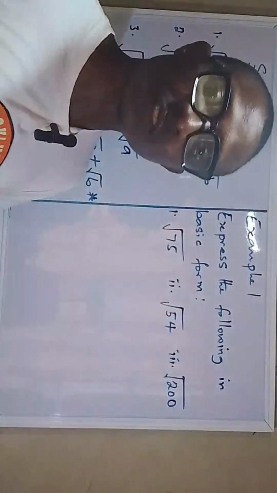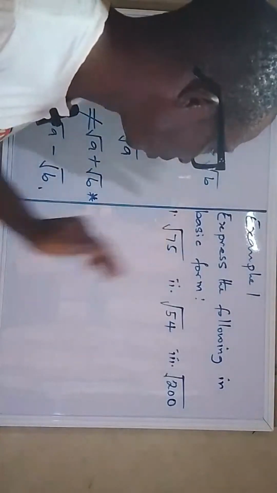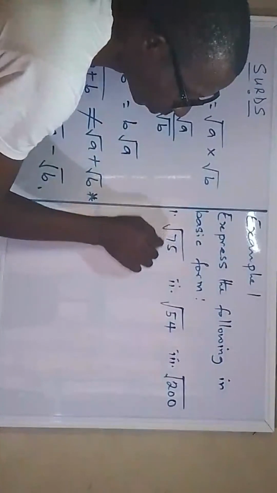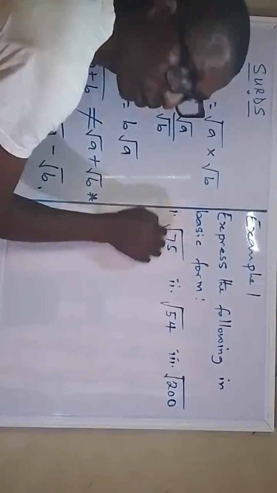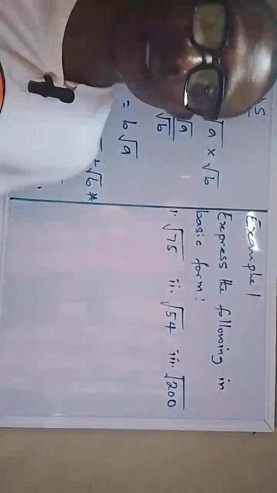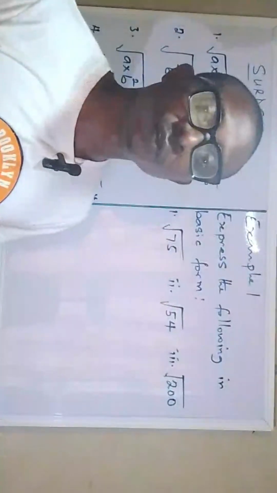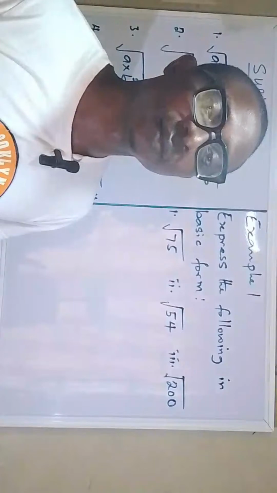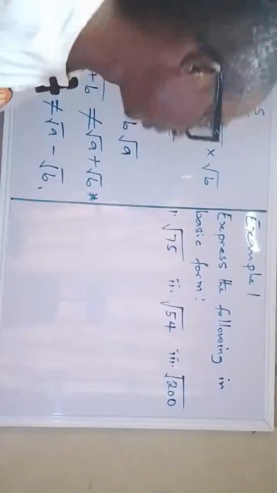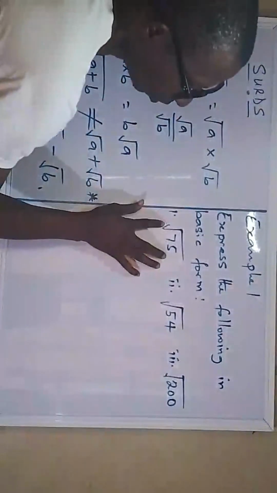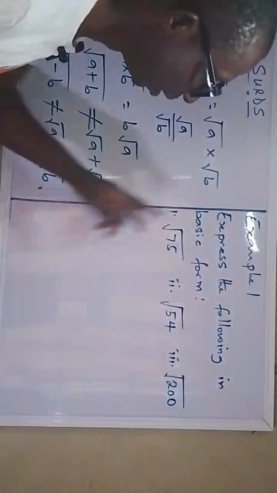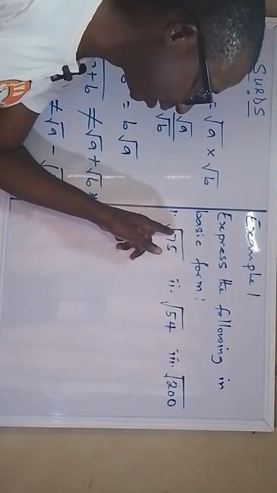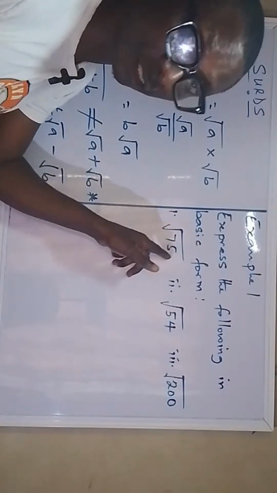If I must express a SURD in basic form, what I'm going to do is express the rational number inside as a product of 2 factors, where one is a perfect square. I say again, to express a SURD in basic form, we are going to express this number inside, that is the rational number.